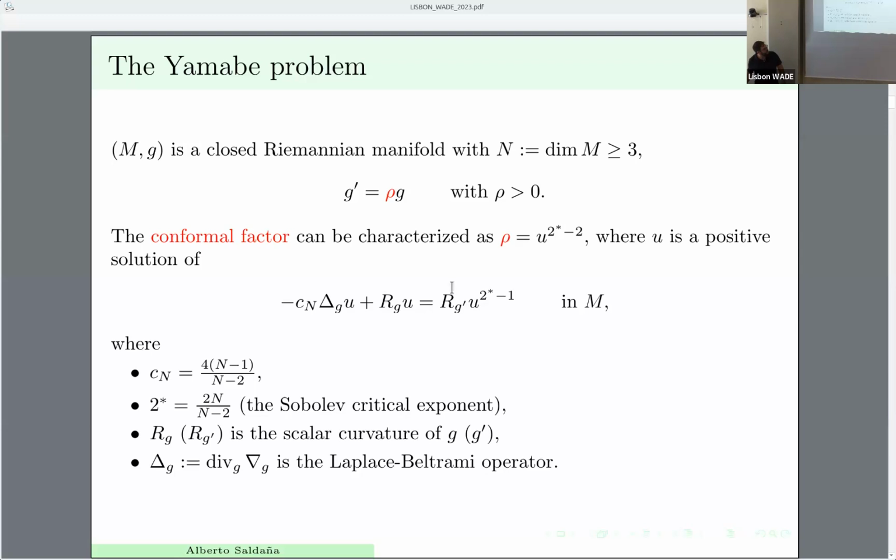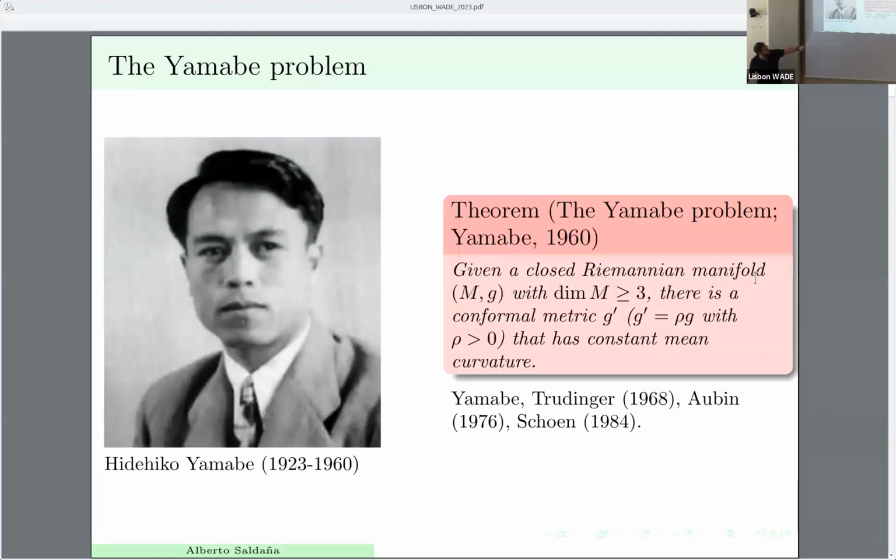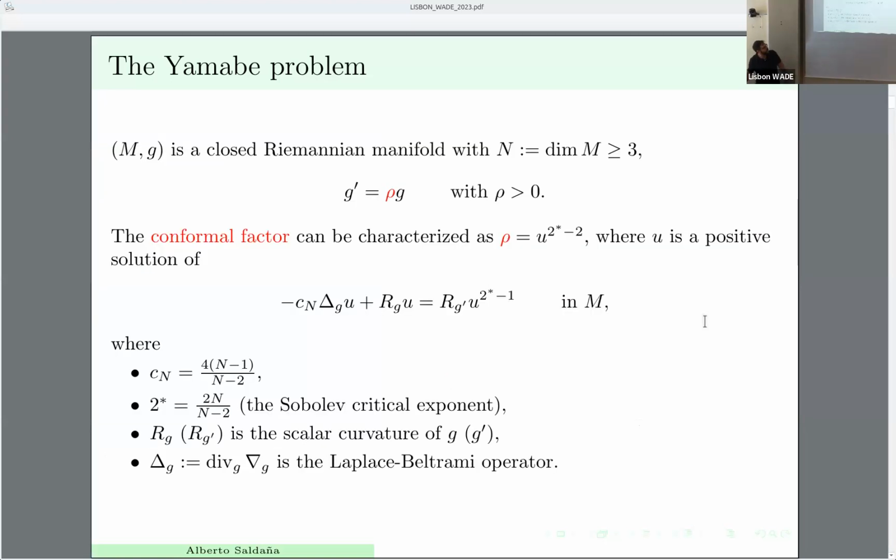And if you have a solution to this nonlinear problem, then you can build a conformal factor that will solve your Yamabe problem. Whenever I multiply this rho with my original g, I will find a new g prime that has constant mean curvature. So, thank you. Yes, this will be better. Thank you. So, okay, the point is, if I can solve this equation, I can solve the Yamabe problem.